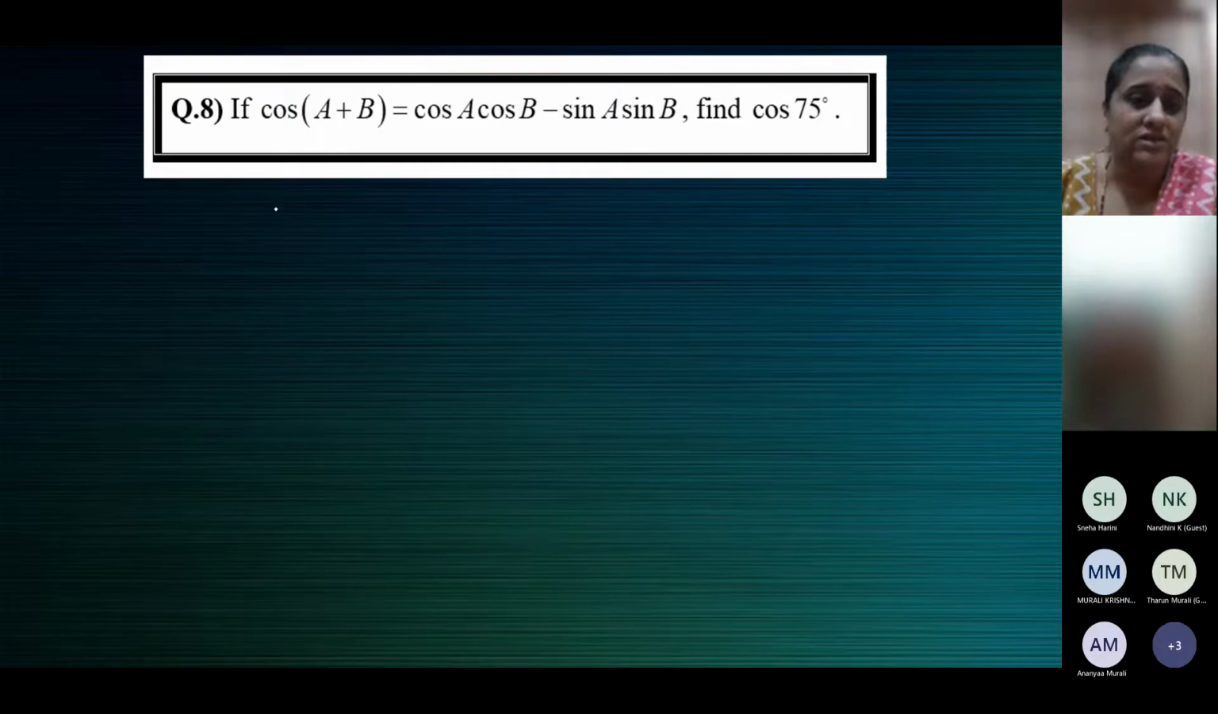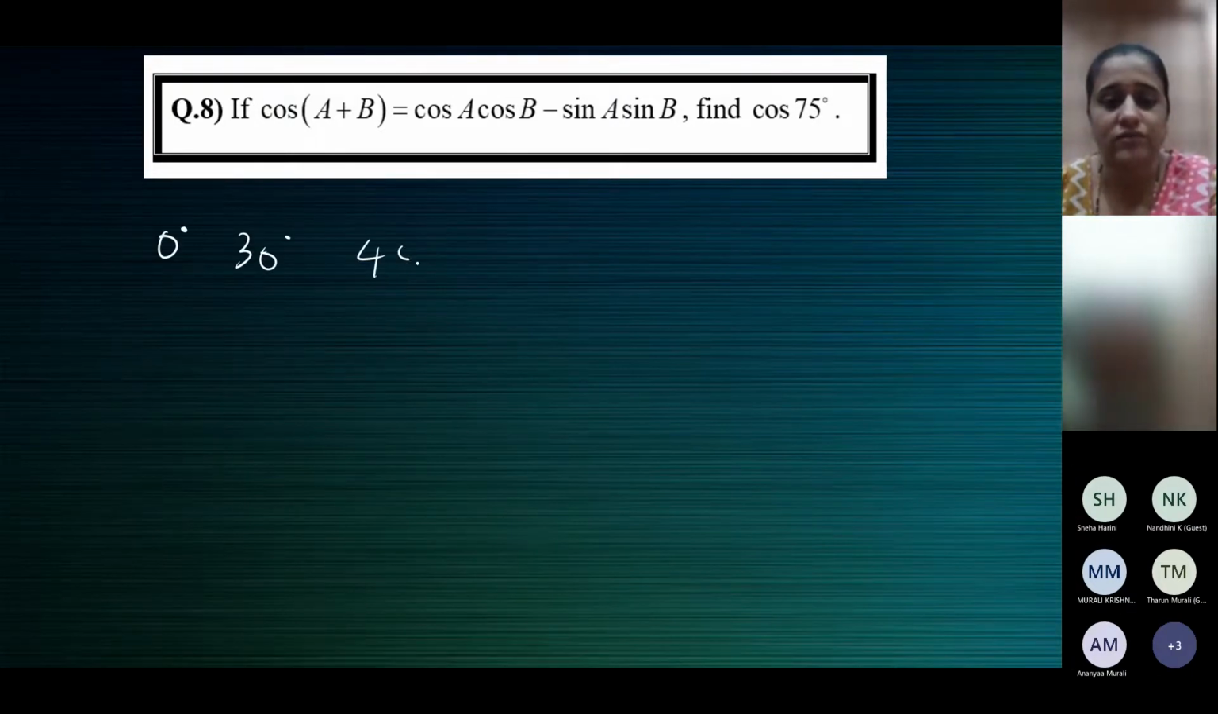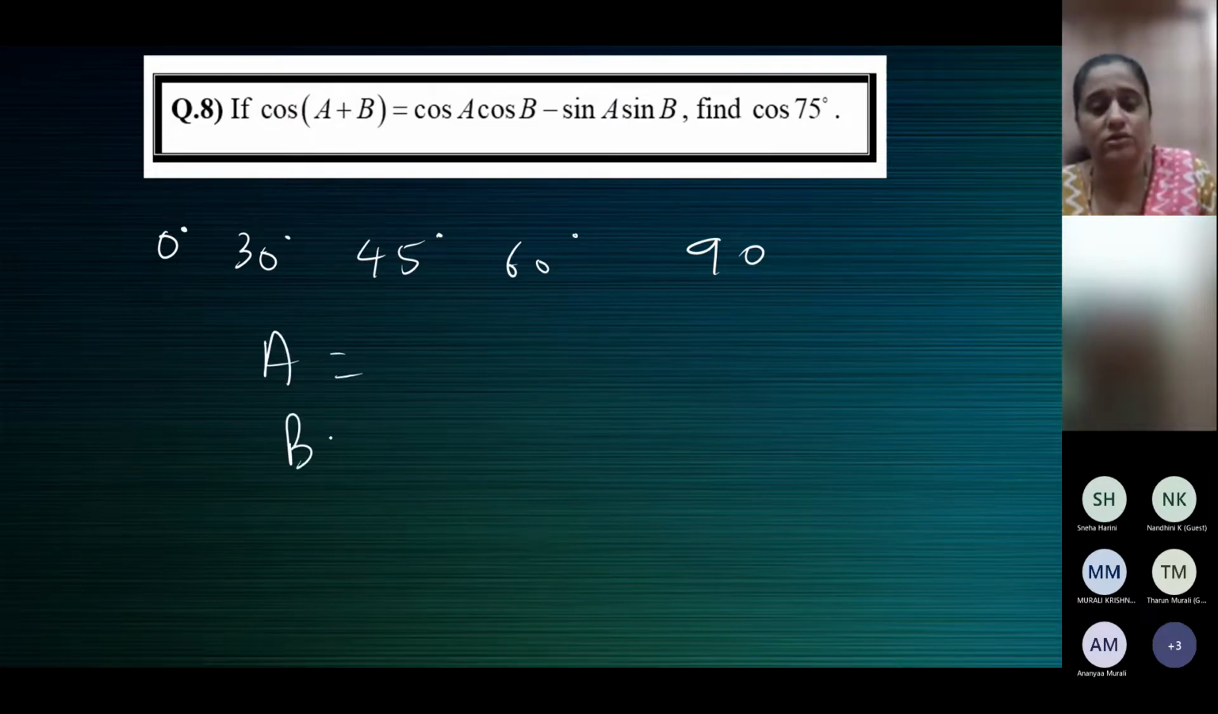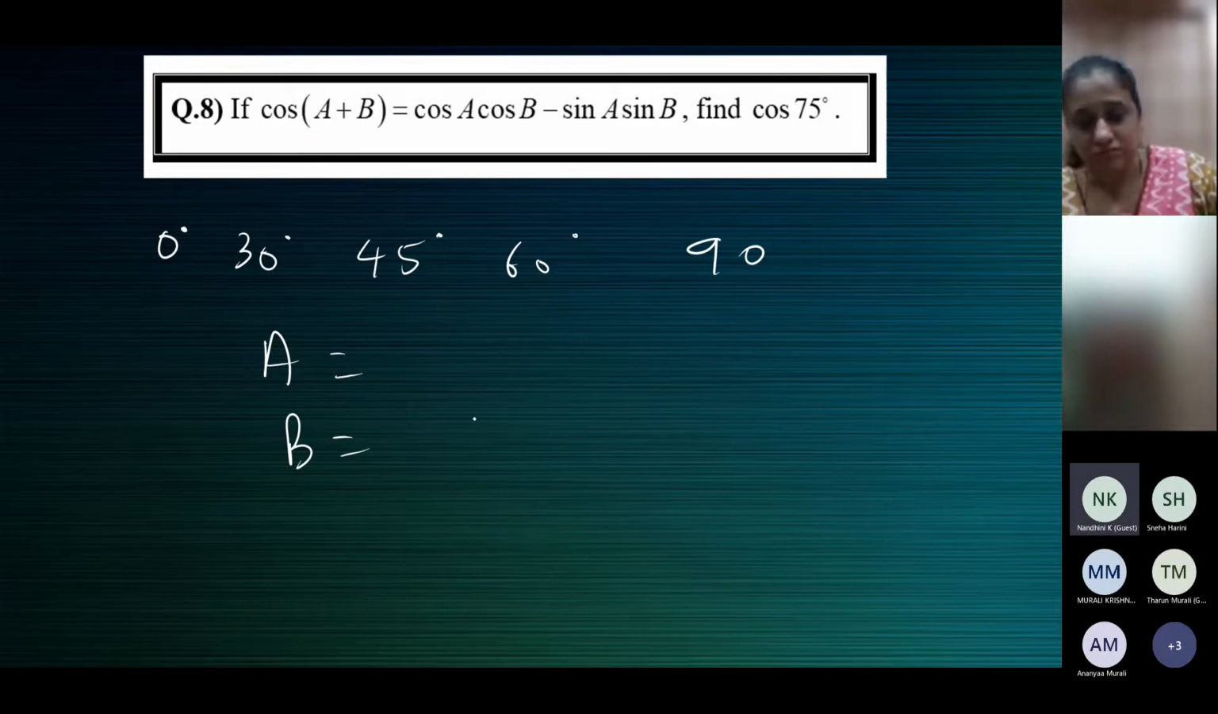Tell me, children, these are the standard angles: 0 degrees, 30 degrees, 45, 60, 90. A plus B. A is equal to what? B is equal to what? Ma'am, A is equal to 30 and B is equal to 45.